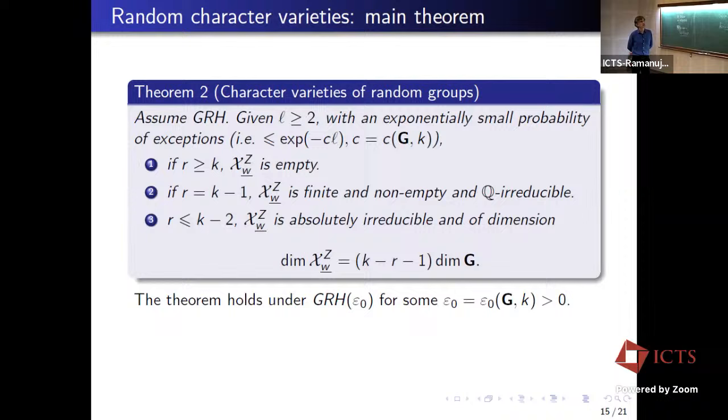So they are kind of random groups, rigid. So that's when the defect is one, and the last part we show is that when the defect is two or more, then the character variety is in fact absolutely irreducible. Okay, and then we have a dimension formula, which is the same one as the one for the surface group. For the surface group, you have two g generators and one relator, so certainly the defect is two g minus one. And here, what I'm saying is that for a random group, you have the same formula for the dimension. Not only that, but we show that the character variety is absolutely irreducible.